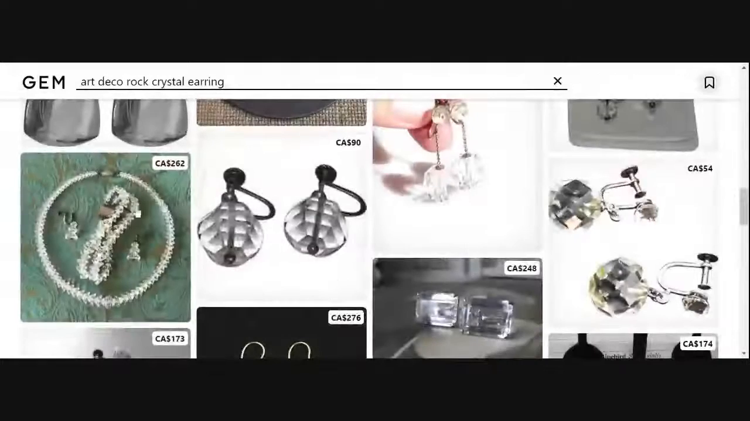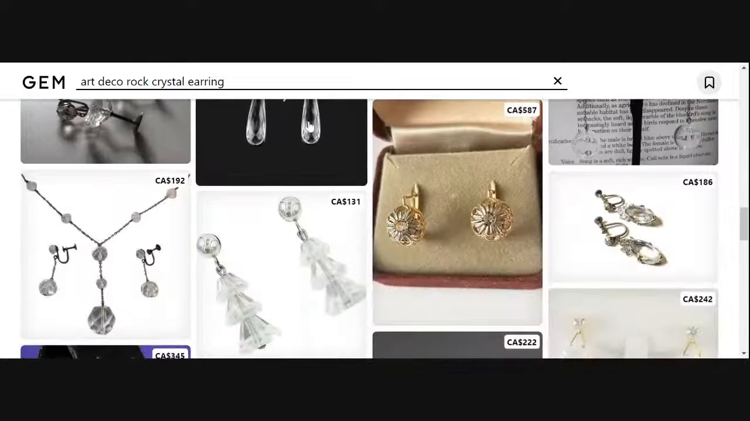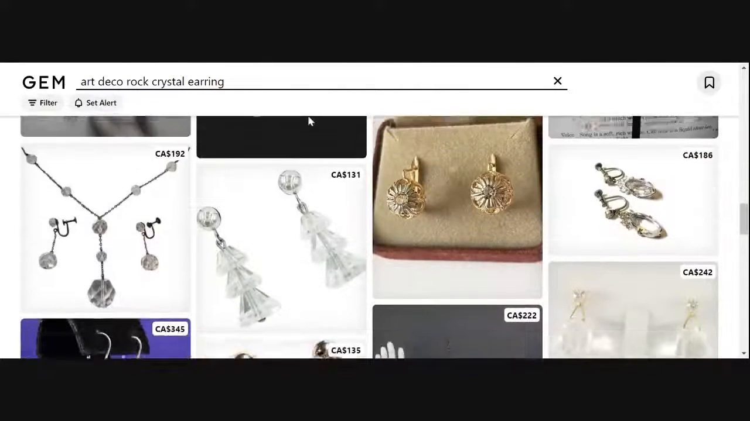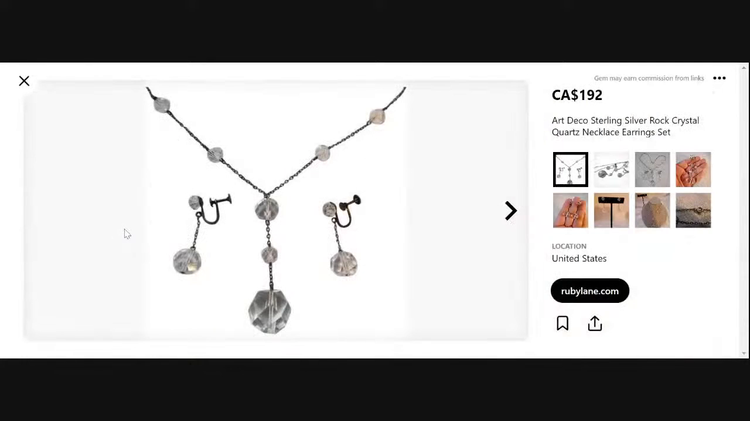Okay, let's see what other bargains we can find. We have a whole set for $192. They say this is an Art Deco sterling rock crystal quartz necklace and earring set, also on Ruby Lane.